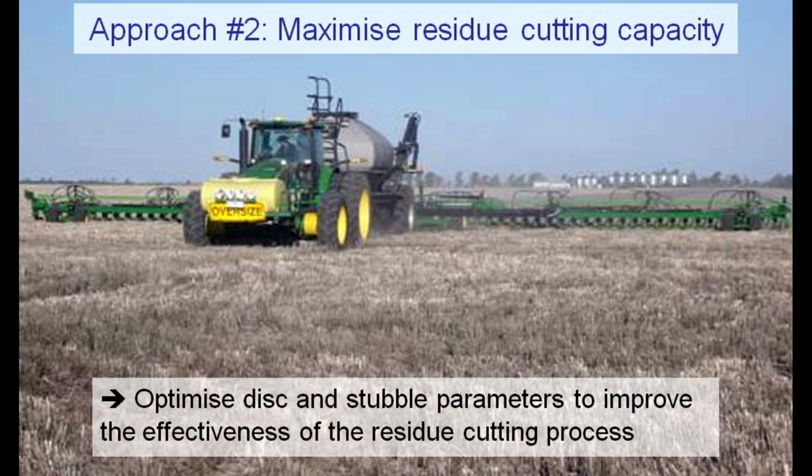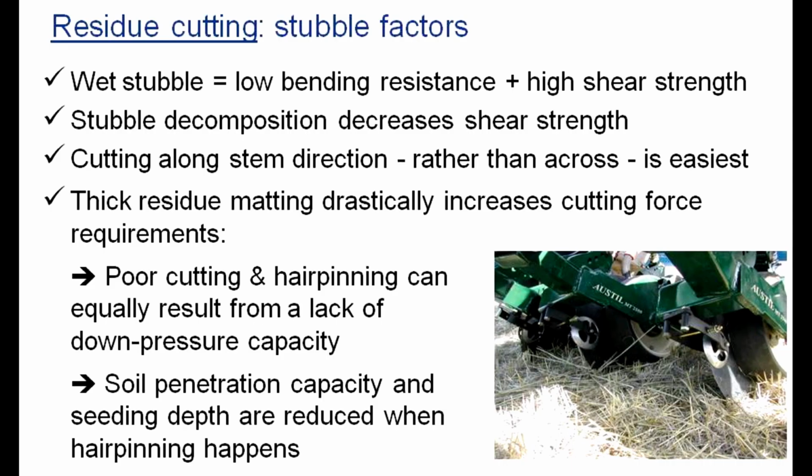The other prong of the strategy to maximize residue cutting capacity is to optimize the disc parameters and the stubble parameters to improve the effectiveness of the cutting process. On the stubble side, we know that wet stubble is very hard to cut and a lot easier to bend, so it's the wrong time to try and cut residue. Decomposed stubble is a lot easier. Residue that has had a fair bit of rain over summer will be a lot easier to handle.